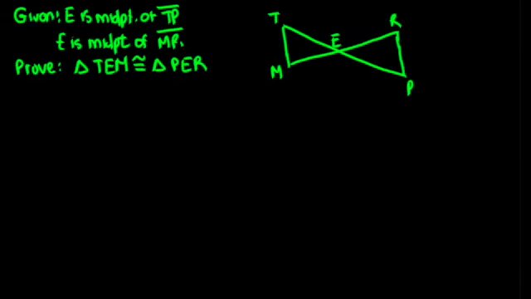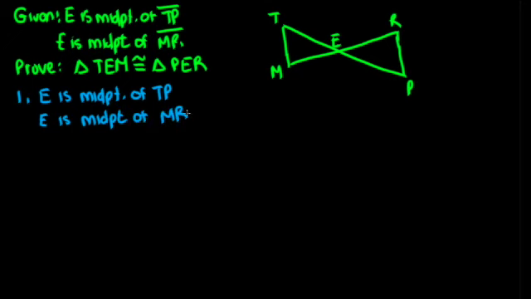Let's go ahead and try another problem. Here we are given different information, however we are still asked to prove the same triangle. Let's go ahead and start off by writing our given. Okay, this is our given.